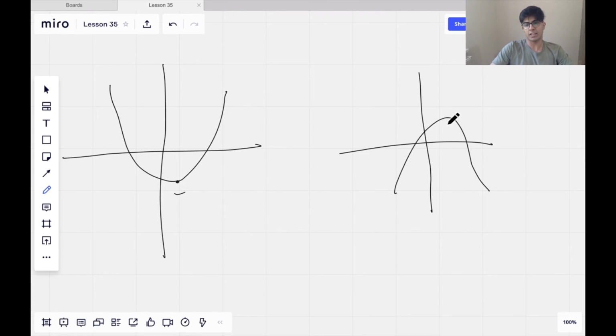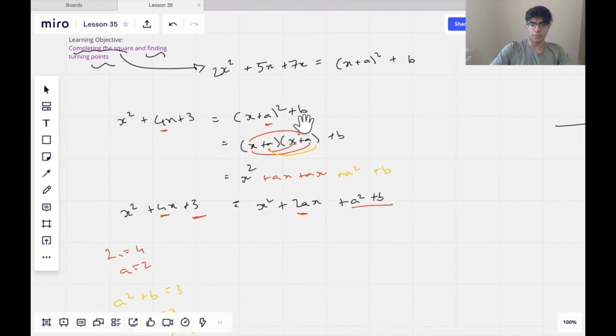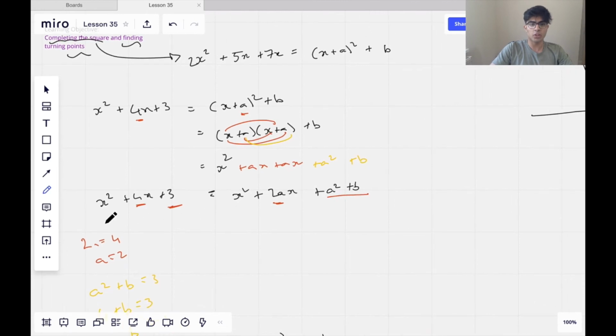And in this case, the turning point will hence be the largest number, and the turning point here will be the smallest number we have. And now the question is, why does this form of x plus a squared plus b help us find the turning point? Well, let's go back to our original example.